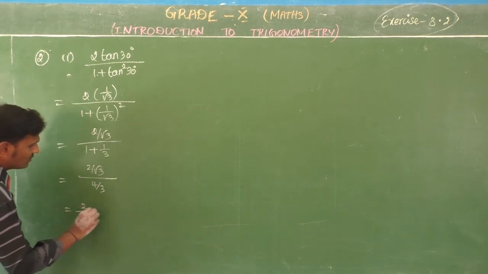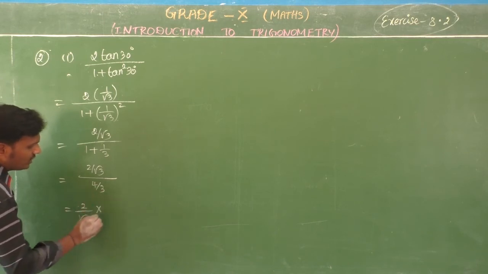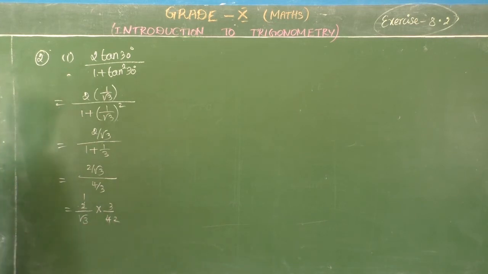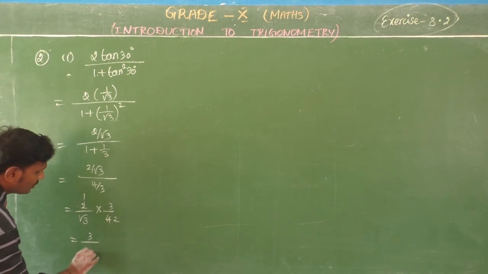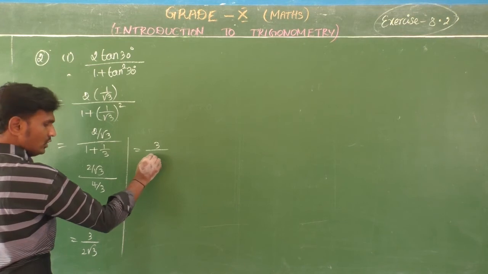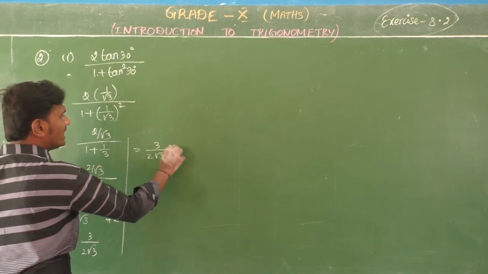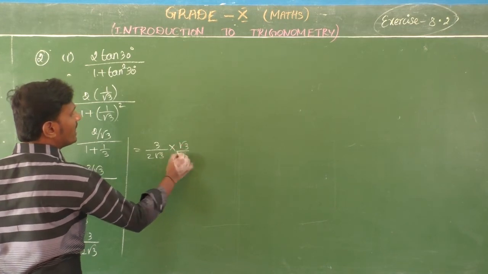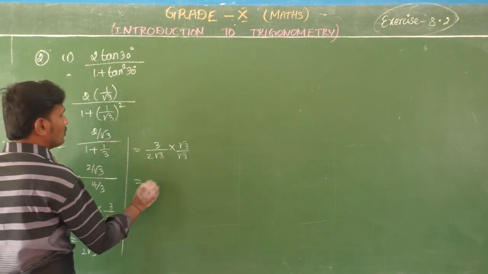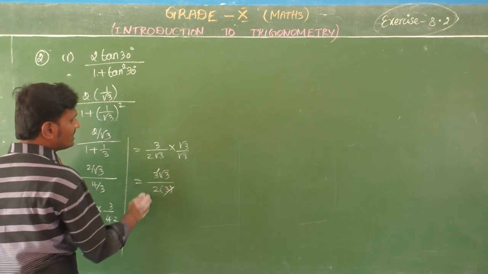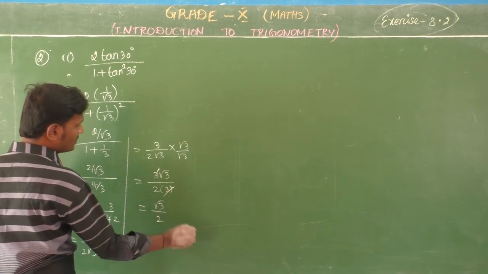Now the reciprocal of this, 2 by root 3 into what will come? 3 by 4. Now 1 2s are 2, 2 2s are 4. Then what is the answer? 3 by 2 root 3 coming. So for that 3 by 2 root 3, I am going to take a conjugate factor, that is rationalizing the factor of root 3, on both sides multiply and divide by root 3. So we are going to get 3 root 3 by 2 into 3. So 3 will be cancelled. So root 3 by 2.